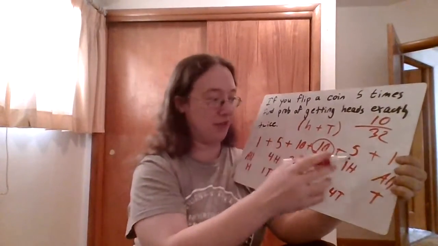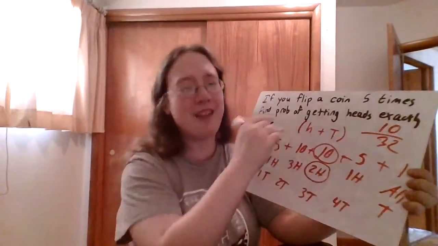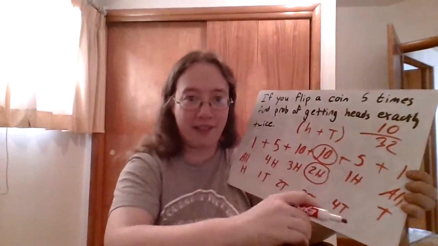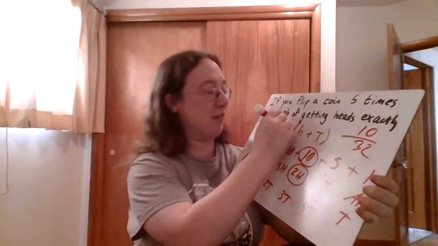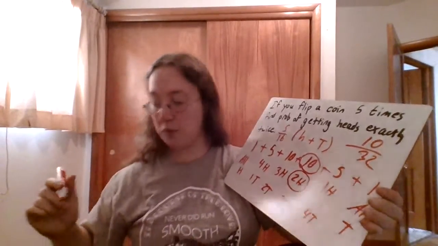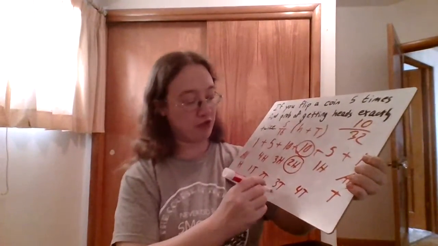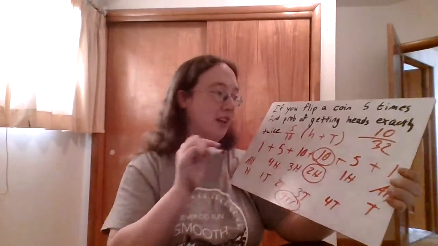And feel free to plug this into your calculator and add them up that way, especially if the numbers are big. This one you could probably do in your head. If you get to something like the 12th row, you probably don't want to do that. Okay, so 10 out of 32, or if you want to reduce that, we get 5 out of 16, or if you want that as a decimal, because you like decimals, 5 out of 16 is 0.3125, so about 31%. So we got about a 31% chance of getting heads exactly twice.